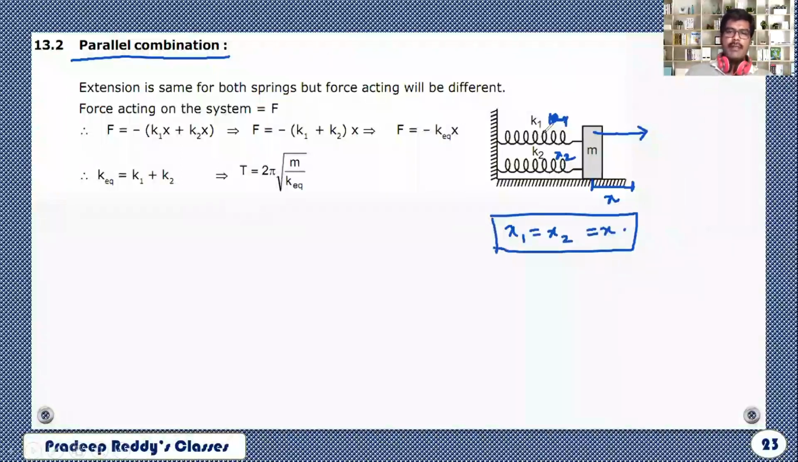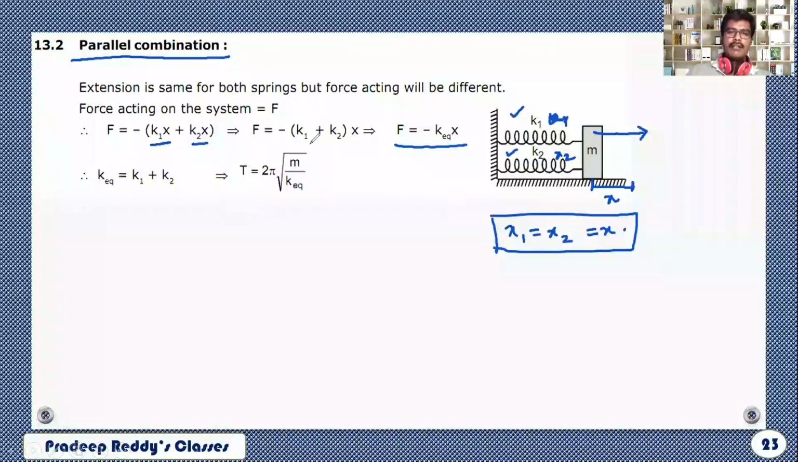That's the reason why I can write spring force. Net spring force over here will be the spring force of the first one and the spring force of the second one. So I can write it as minus of spring force of the first object plus spring force of the second one. From here you can take x common. So F is equal to minus of (k1 plus k2) into x. This is exactly equal to minus k equivalent into x.